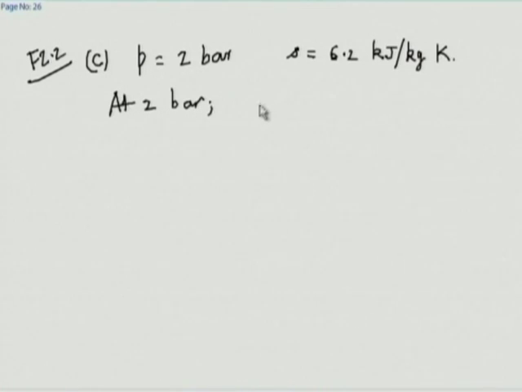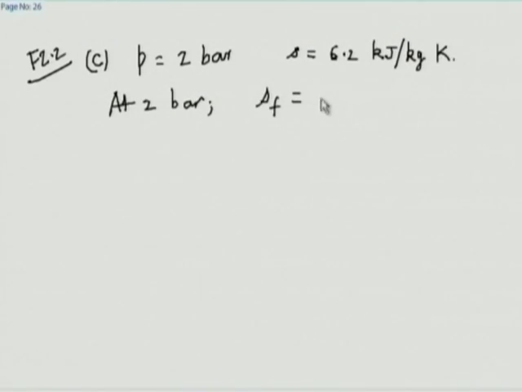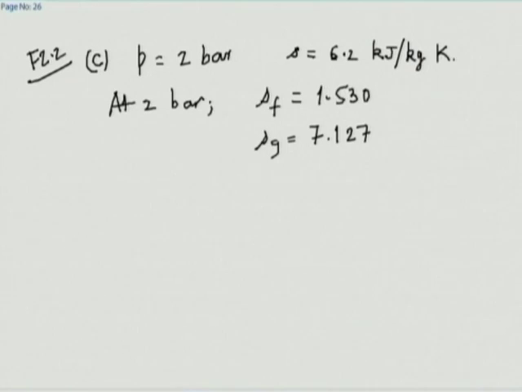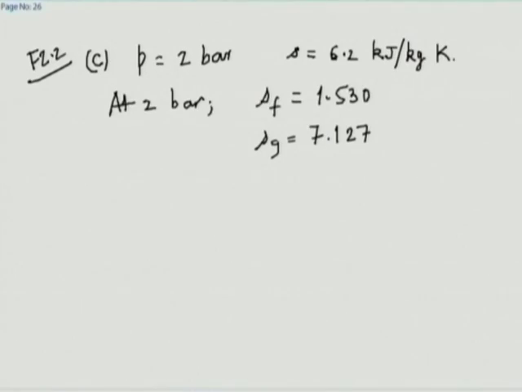At 2 bar, SF is, how much was it? At 2 bar SF is 1.530, SG is 7.127. So, at 2 bar, we read off from table 2, SF is 1.530 kilojoule per kilogram Kelvin, SG is 7.127 kilojoule per kilogram Kelvin.